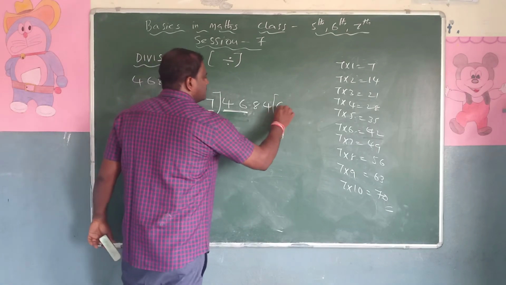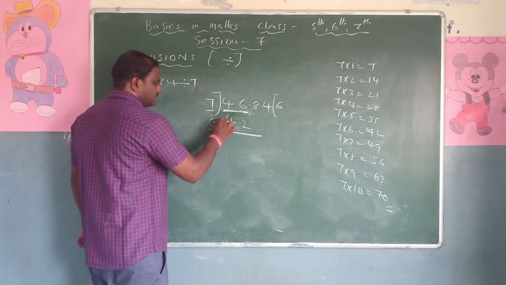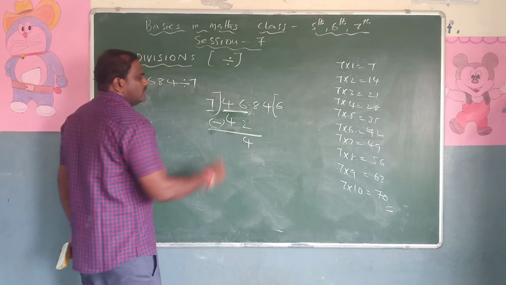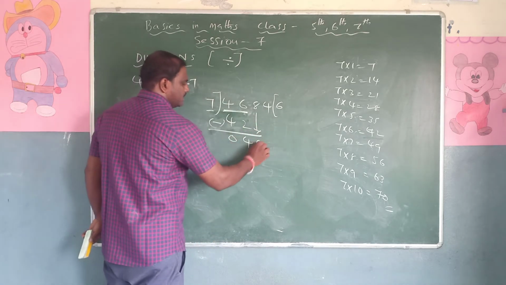So how many times? 7 6s are 42. That's all. Next, what is the subtraction? 6 minus 2, it is 4. 4 minus 4, it is 0. Then next, bring down the 8.